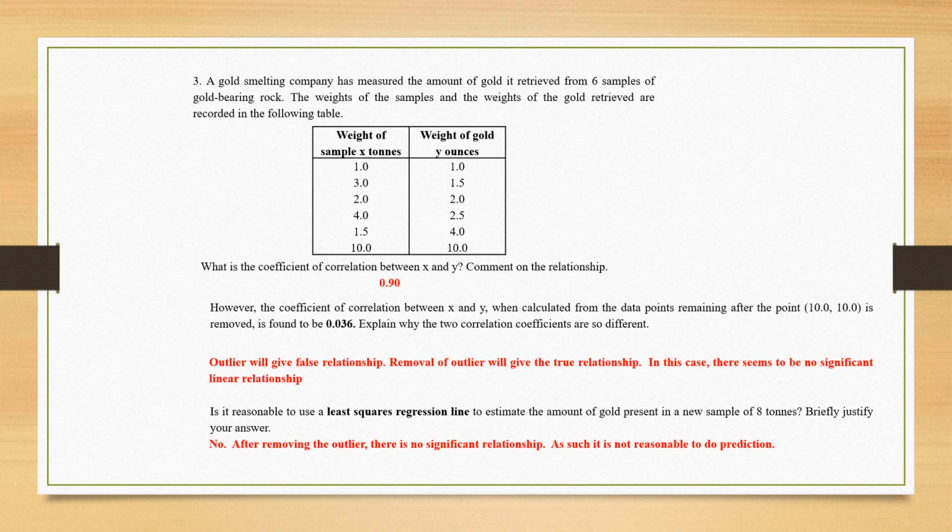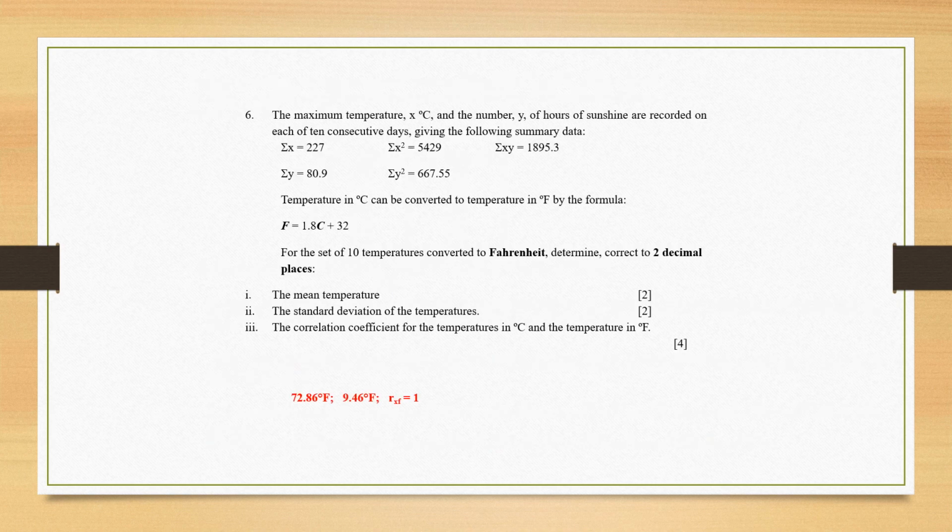Question 3 also table given to you. You just calculate R and comment. However, they are removing one data and it's found that after you remove the data, it will get 0.036. Why is it different? So standard answer, outlier will give false relationship. Is it reasonable to use the least square regression line? No, it's not. Why is it not? Because there is no significant linear relationship.